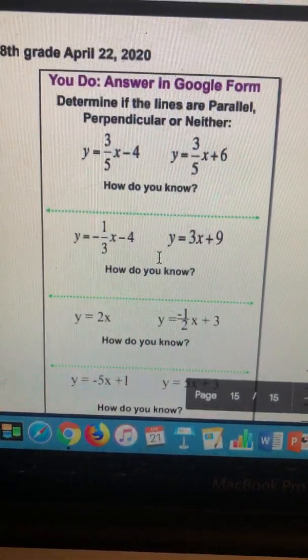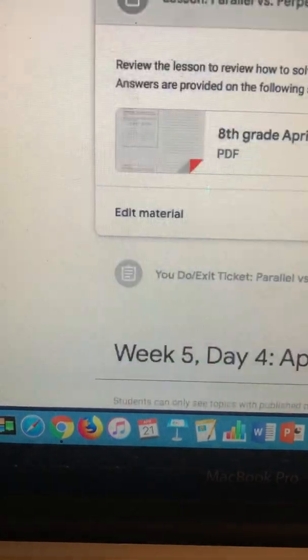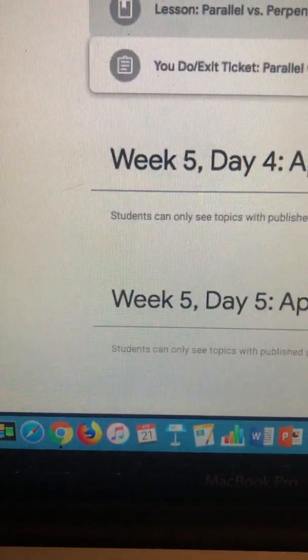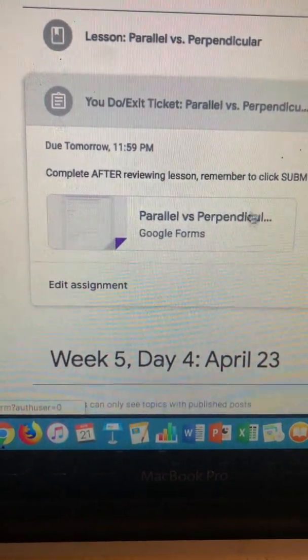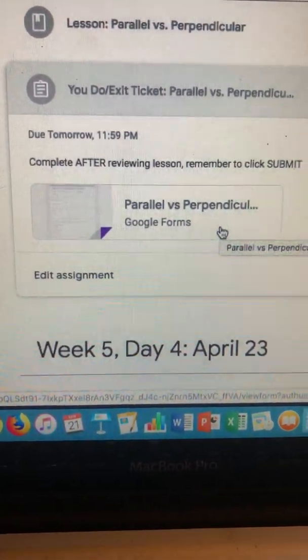Okay? And then you're just going to do the same thing for the you do. It's a Google form today. You only have one. So after the lesson, you'll just go to your Google form and you'll complete that. The questions are based on parallel versus perpendicular, and submit.